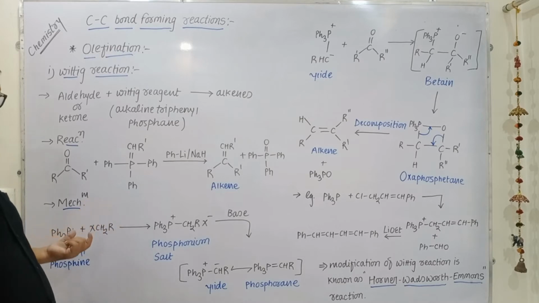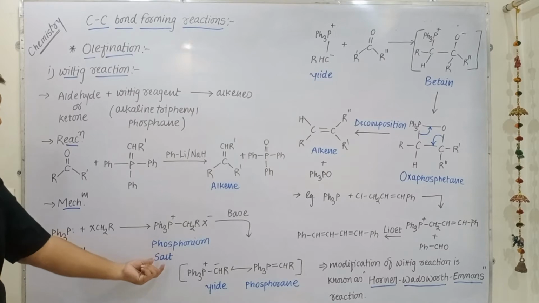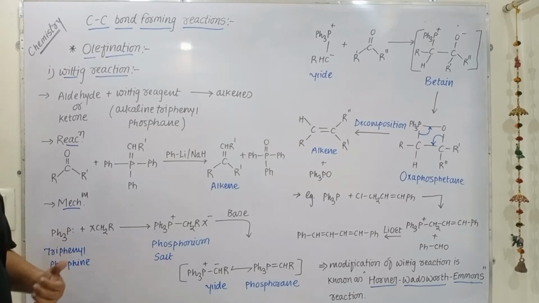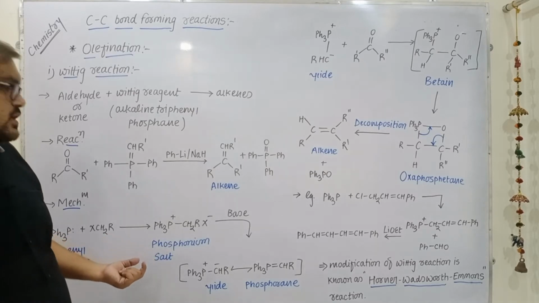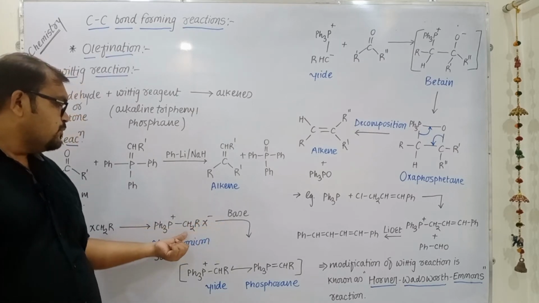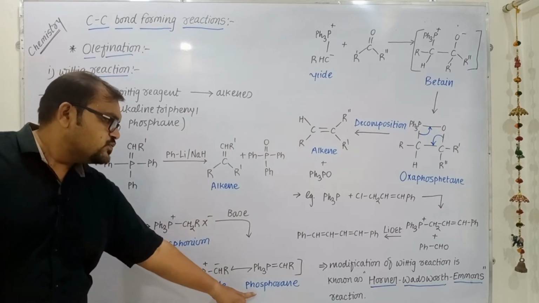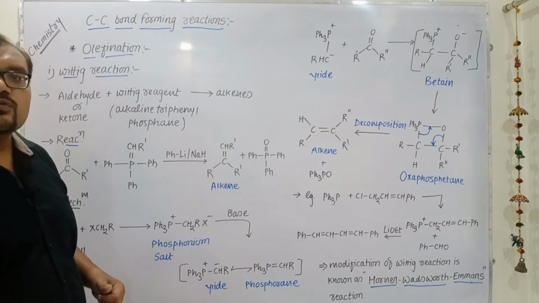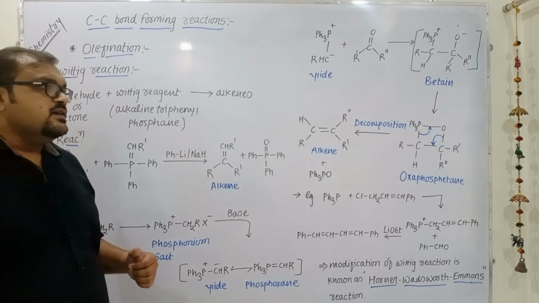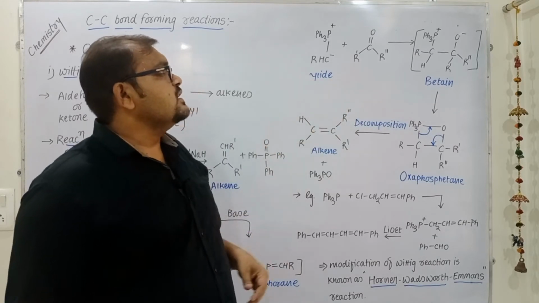So it can be defined as triphenylphosphine. As we can see here, triphenylphosphine reacts with alkyl halide to give phosphonium salt. Now what will happen? This phosphonium salt undergoes reaction in presence of base to abstract proton from this particular carbon to give ylide or phosphorane intermediate, which is also known as Wittig reagent. Right, now this ylide reacts with carbonyl compound.